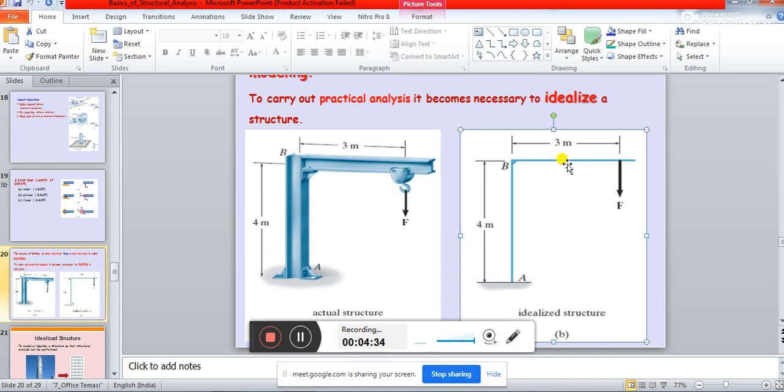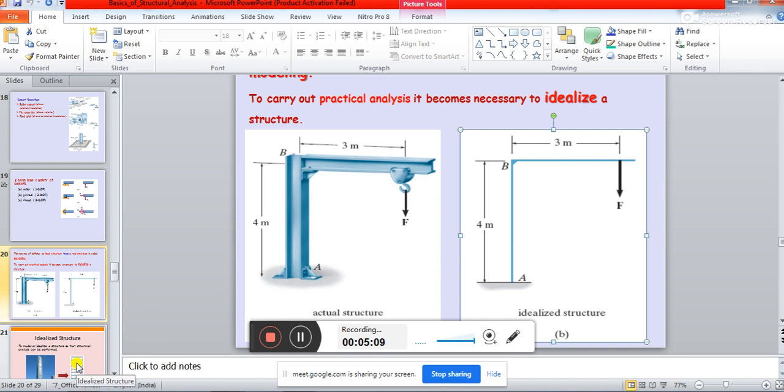This is very, very important, because the real life structure may look like something, but you cannot just capture a photograph of the real life structure and put it inside your design code or design software to analyze and design it. So first, you will have to idealize the structure and model it properly. Now, it is a very simple structure we have seen, right.